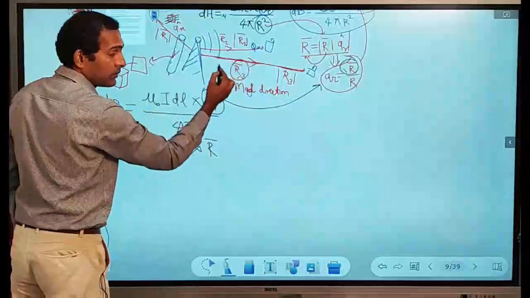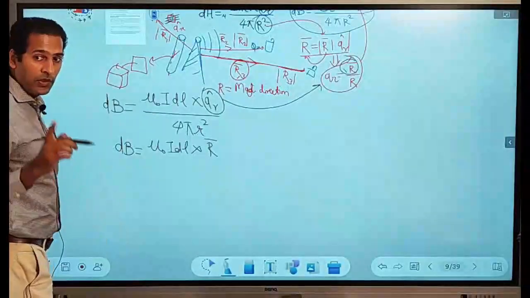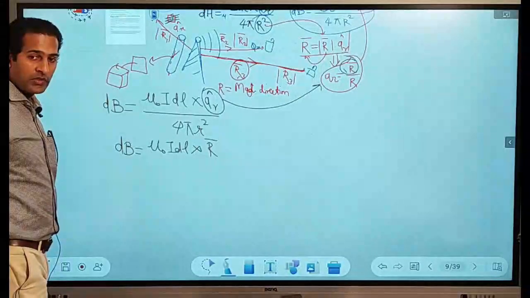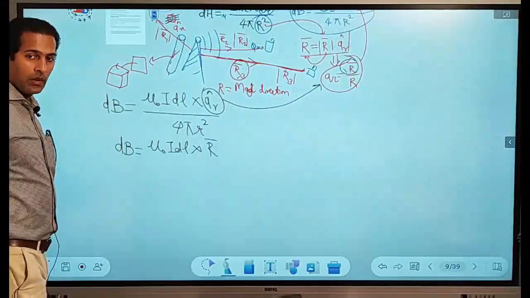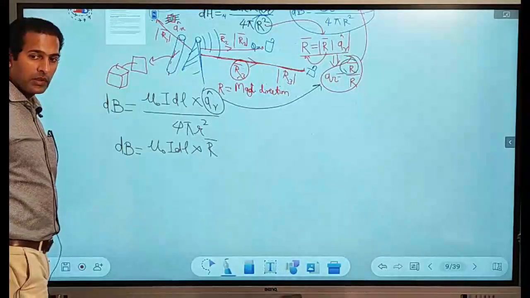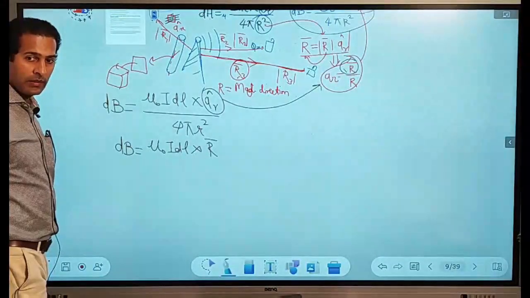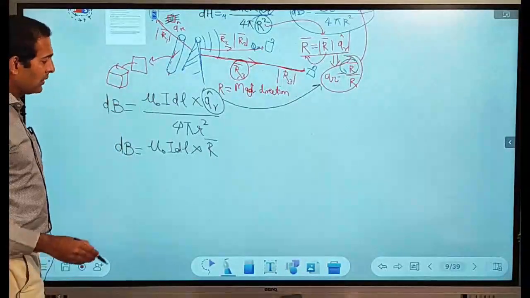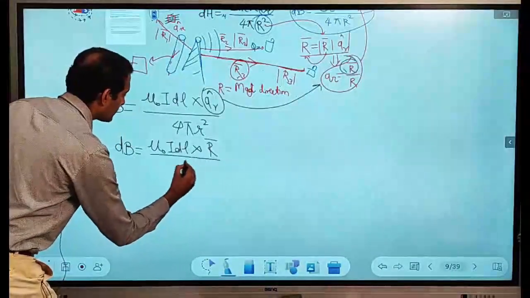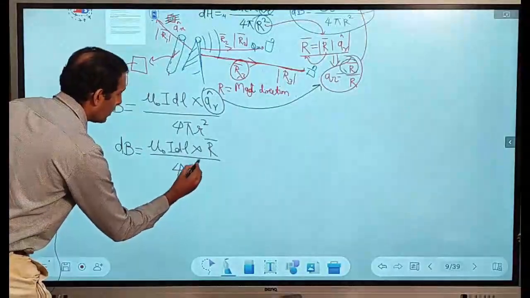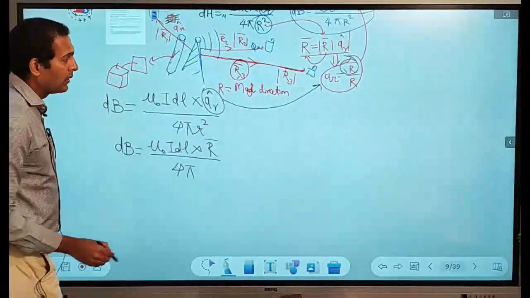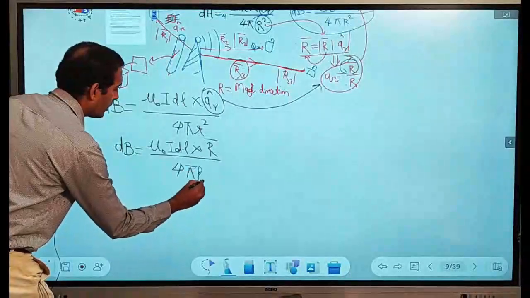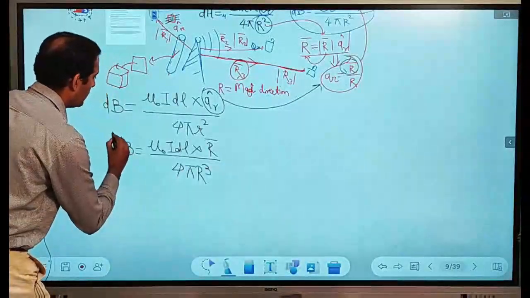What is this R bar? The position vector between the source and destination. Destination is a point charge or mobile phone. Source is a conductor or antenna. It may be a line, conductor, surface or volume. Divided by 4 pi. Already we have R square. We will multiply one more R. So what will we get? 4 pi R cube.